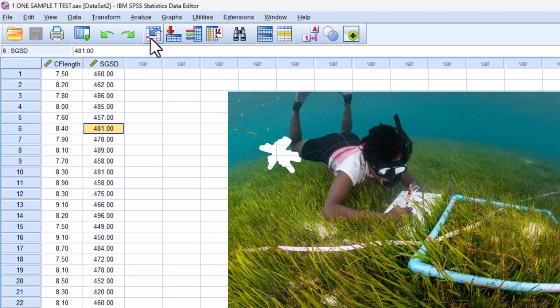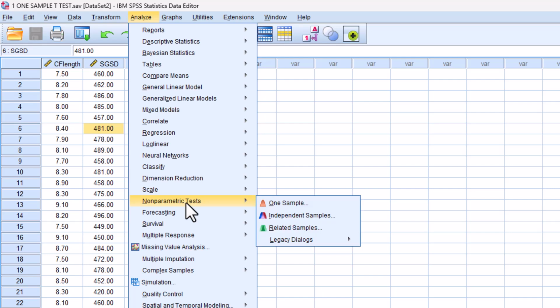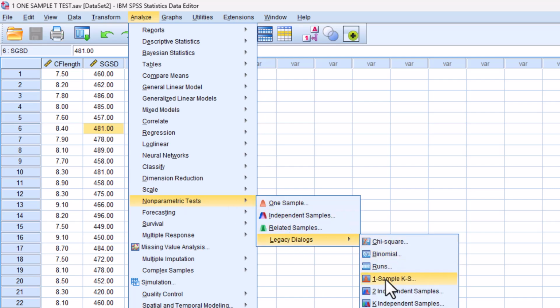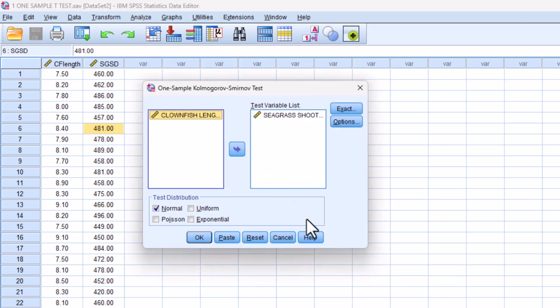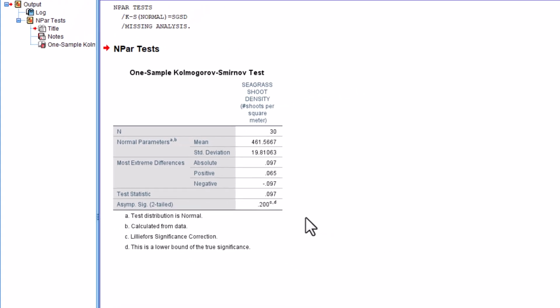So, first, normality test muna tayo. Analyze, non-parametric test, legacy dialogues, one sample Kolmogorov-Smirnov. Okay, click OK and there you go. P-value is 0.2, which is greater than 0.05. This tells us to accept HO that the data is normally distributed. So, pasado sa normal distribution.